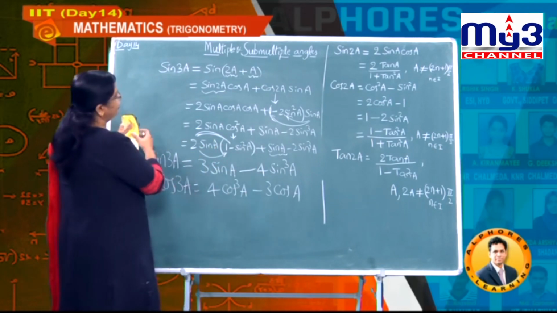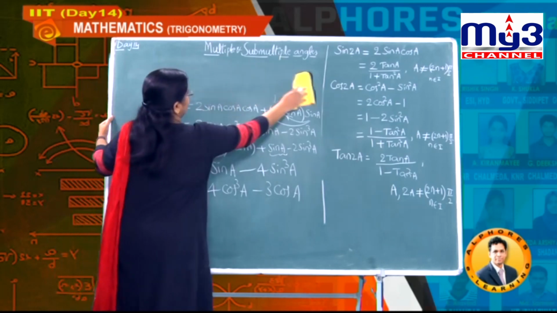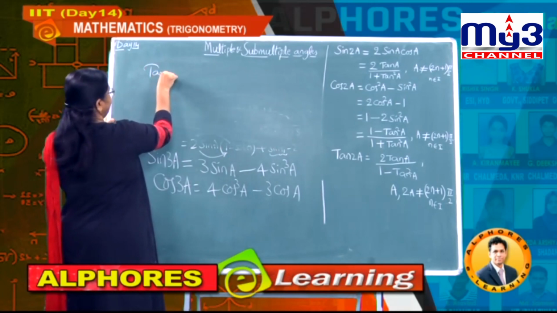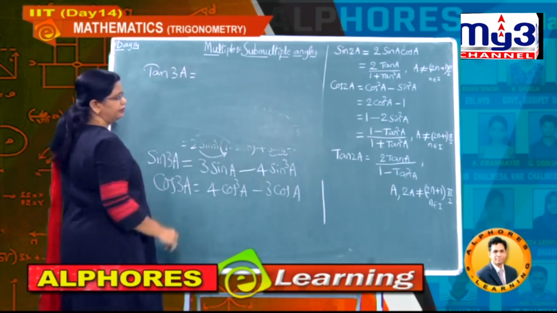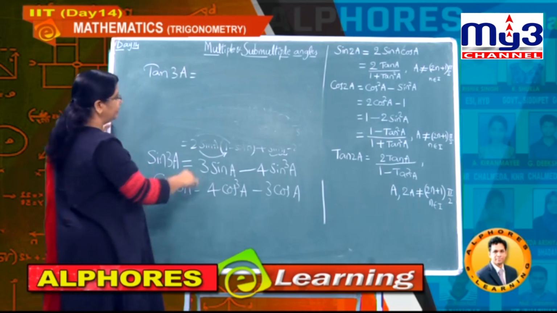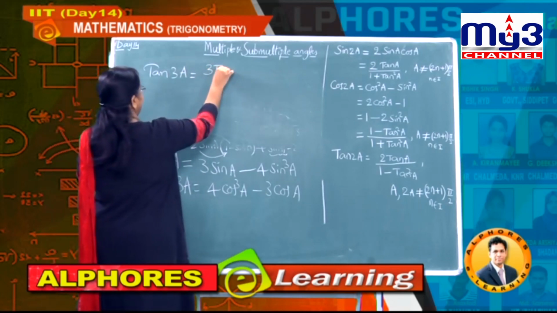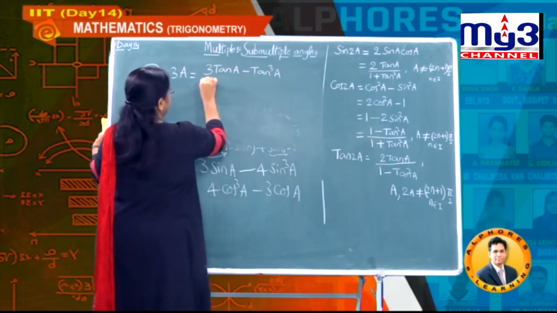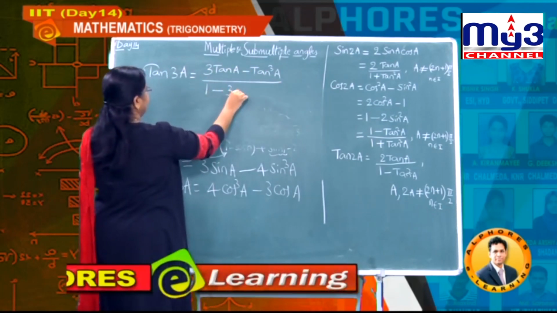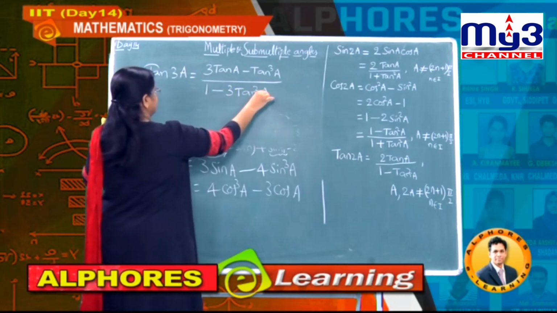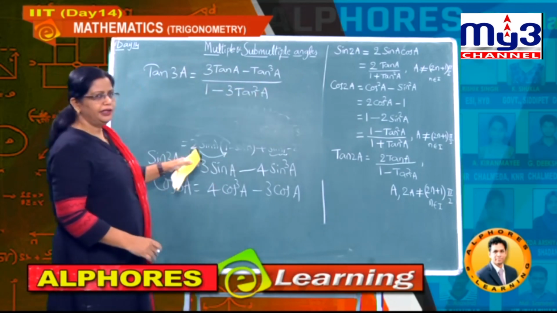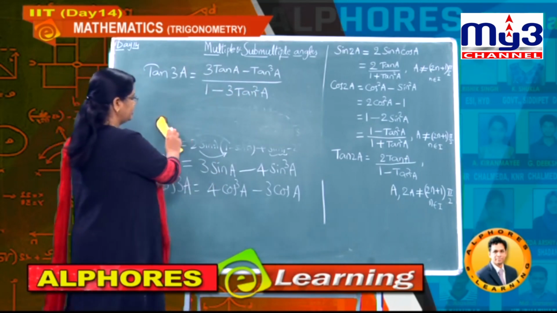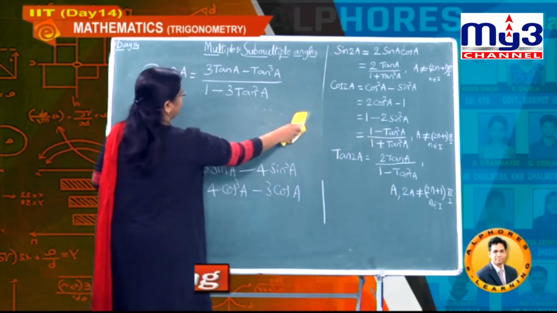So what about tan 3a? What is tan 3a now? Tan 3a equal to sin 3a divided by cos 3a, and if you convert completely in terms of tan, you will get 3 tan a minus tan cube a divided by 1 minus 3 tan square a, okay students. So these are the formulae for sin 3a, cos 3a and tan 3a. Now students, observe one thing very clearly.